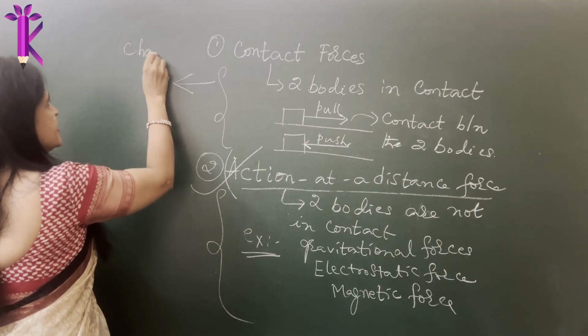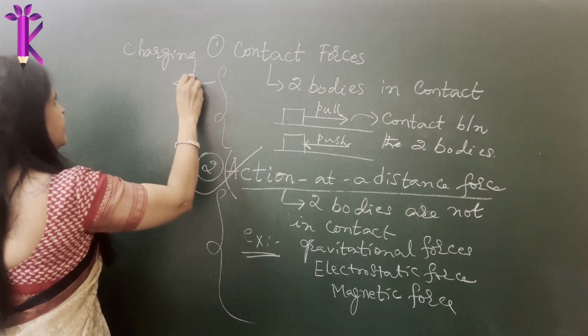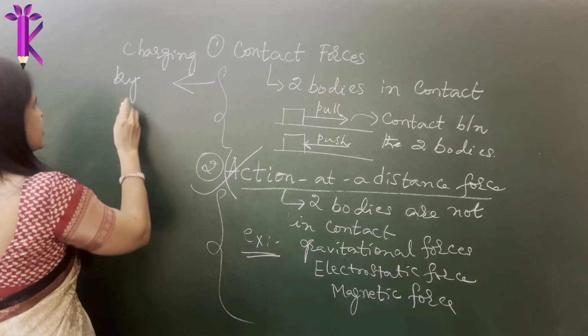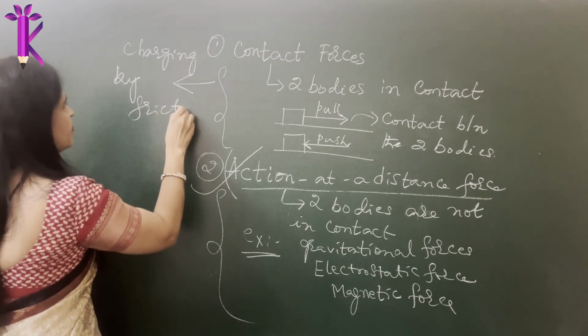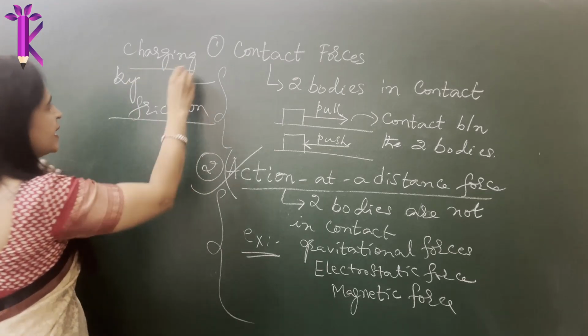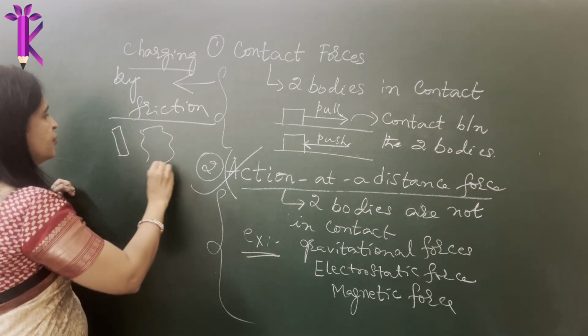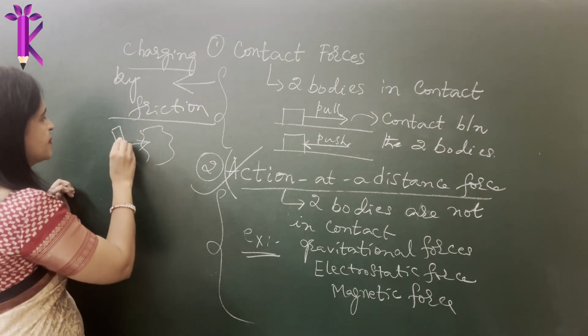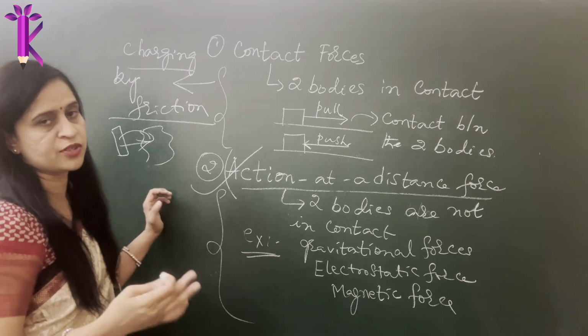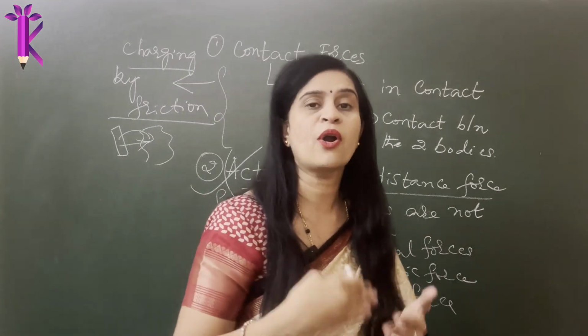Another method is charging by friction. You can charge a body with another body just by rubbing each other. If this is plastic and this is wool, you rub them together. So what happens? There is basically transfer of electrons or positively charged particles from one body to another body.